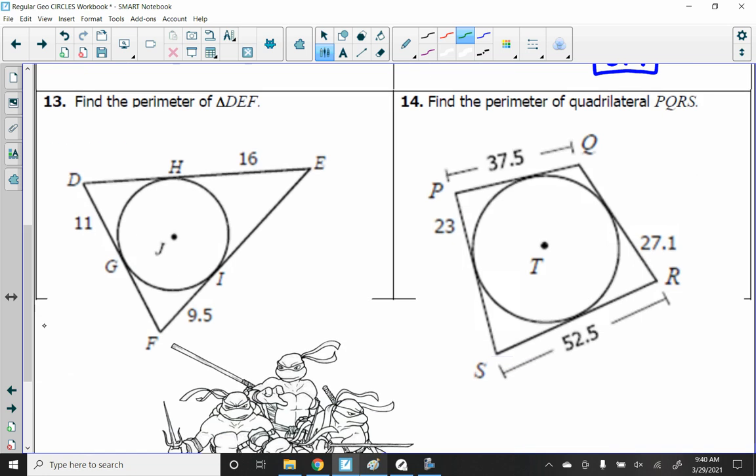So let's take a look at this. This is an easy example. So number 13 would be an easy example. Since both these pieces meet at E, they have to be equal. So there's why this side is 16.